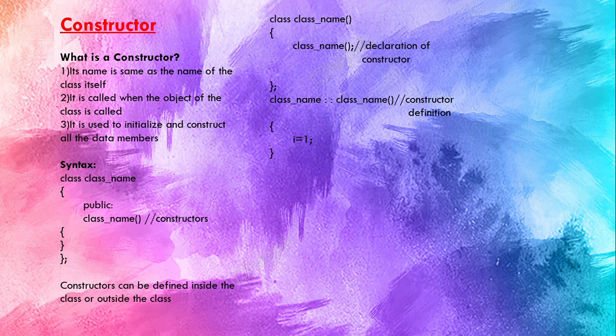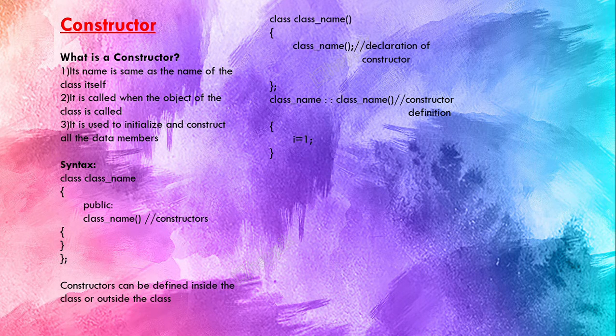It is used to initialize and construct all the data members. Whatever data members, meaning the variables that you have created and the methods that you have created, are called data members. So it is used to initialize and construct all the data members. As soon as you create a constructor, you are calling all the data members.